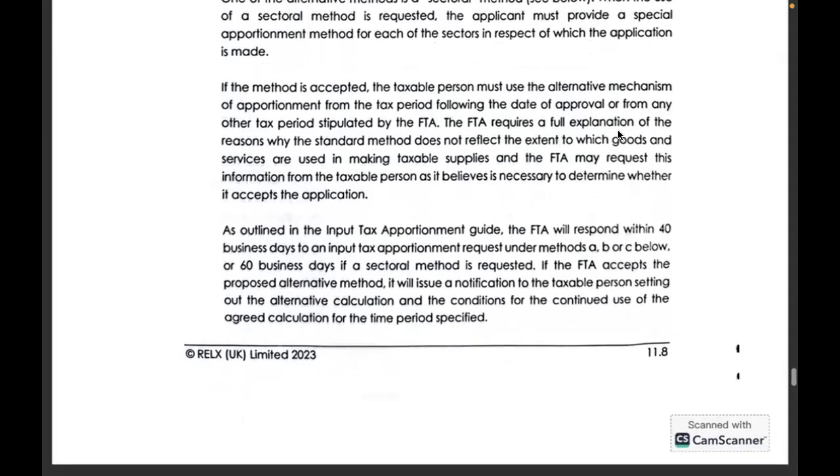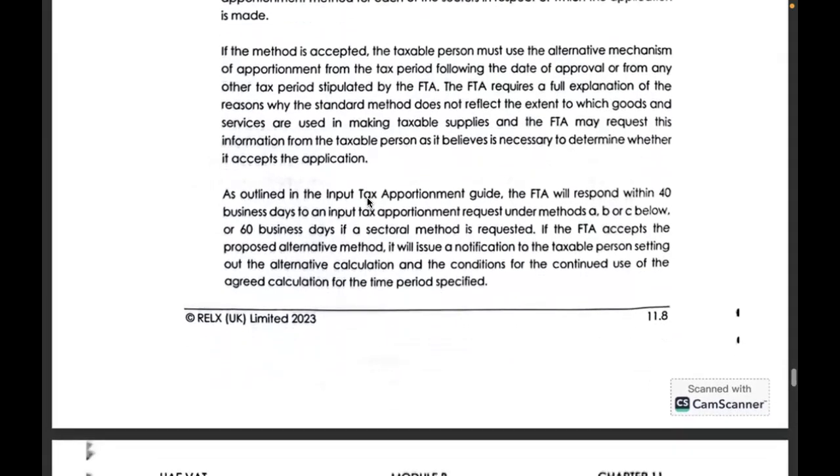The FTA requires a full explanation of the reasons why the standard method does not reflect the extent to which goods and services are used in making taxable supplies, and the FTA may request this information from the taxable person as it believes is necessary to determine whether it accepts the application. So the FTA will accept or approve the application once you have provided all the information, and it is logical.